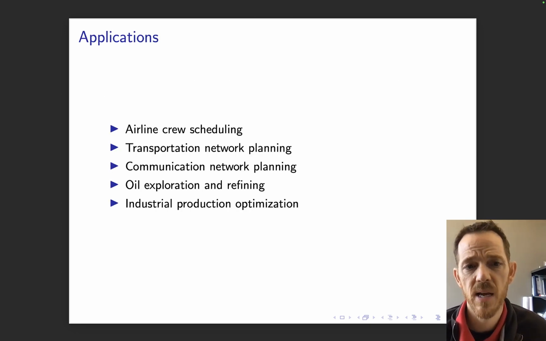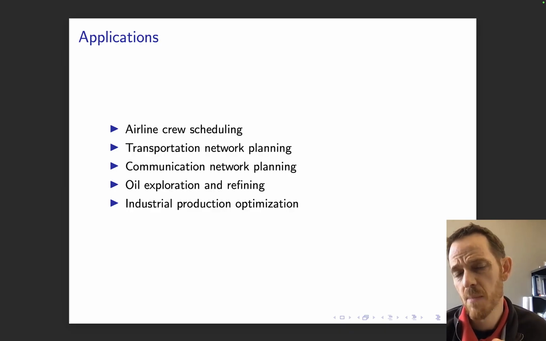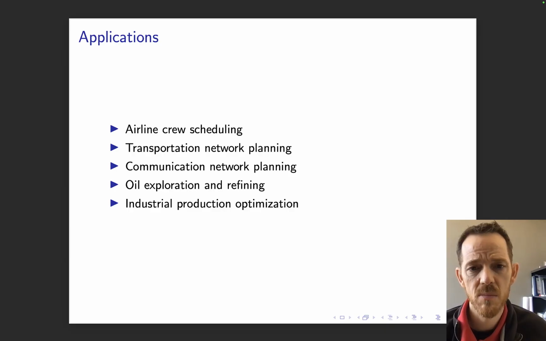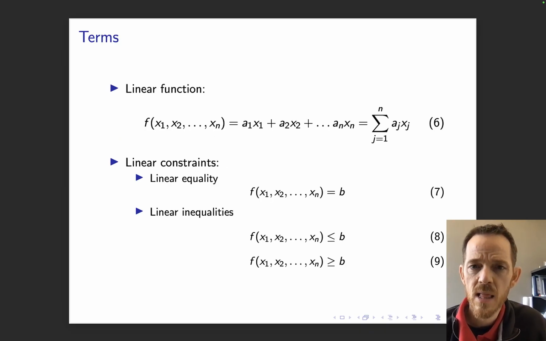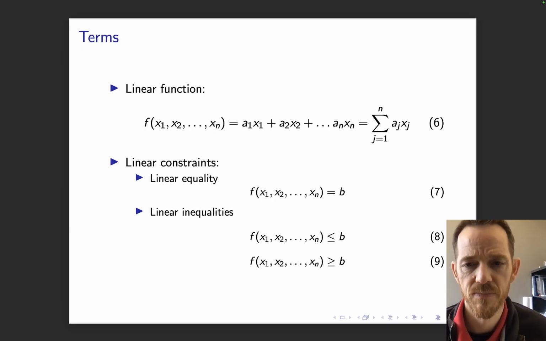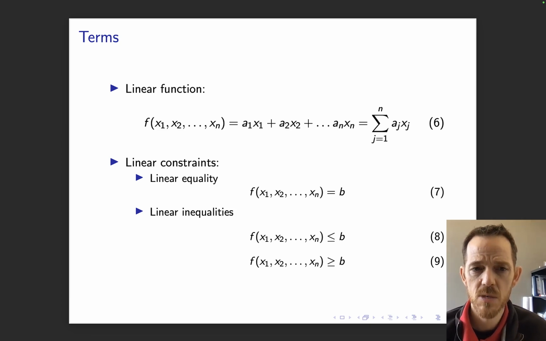So this could apply to airline crew scheduling, transportation network planning, several other network planning situations, oil exploration and refining. So a company can only afford to put in so many drill sites, so which ones should they choose? And a number of other applications. Let's make sure we've established some terms before we jump into this more.